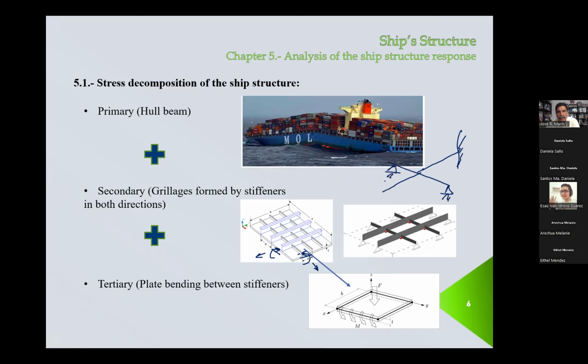Something like this, and you have a force here. So you have this long beam, and you have this simply supported beam with a load here. So basically, that's a grillage because you have two beams supporting a force normal to the plane of the beams. The problem is that here you have only two. In here, you have many. So the process to analyze this is more complex.